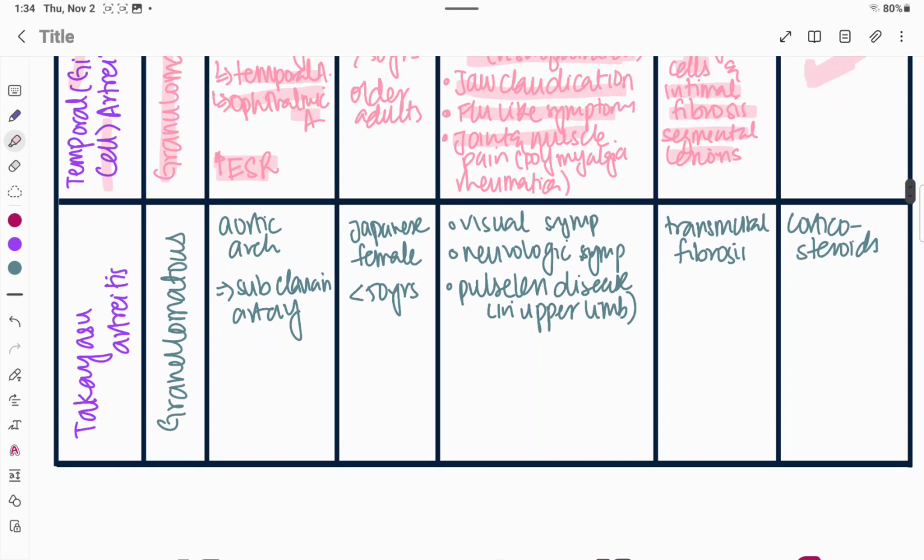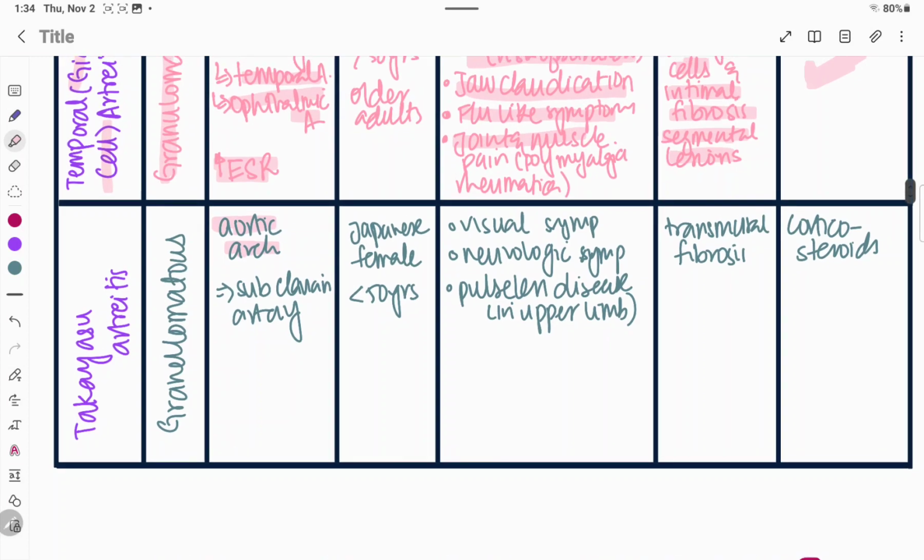What about Takayasu? Takayasu arteritis is granulomatous. What are the arteries involved? The aortic arch. It's a large vessel, right? So the aortic arch, and it involves damage to the subclavian artery. That is why it is also called pulseless disease, because there is no BP or uneven BP in the upper extremities, and you can feel no pulse. That's why it is called pulseless disease.